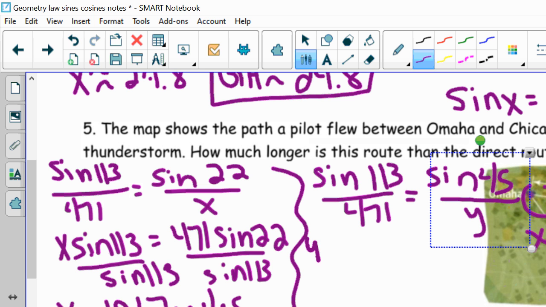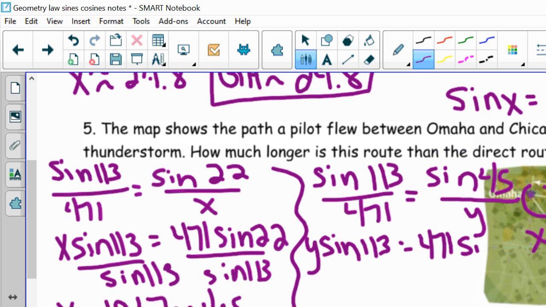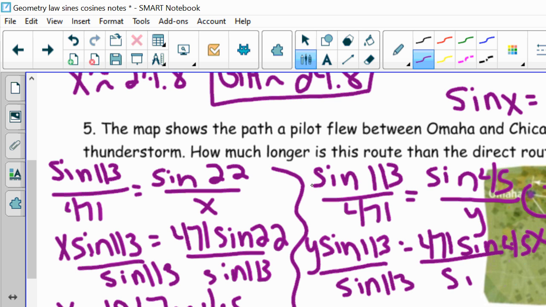Cross multiply: y times the sine of 113 equals 471 times the sine of 45. Divide by the sine of 113. And I get that y is approximately 361.8 miles. So this is from the turning point to Chicago.